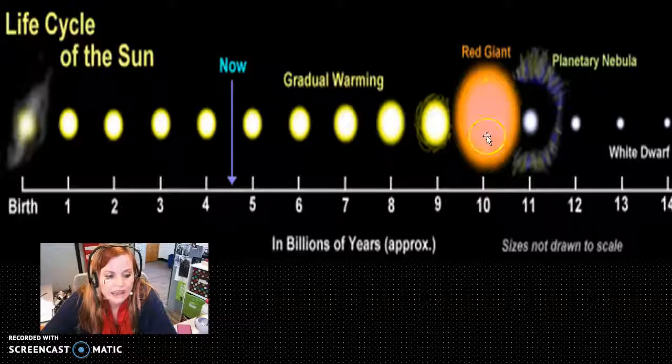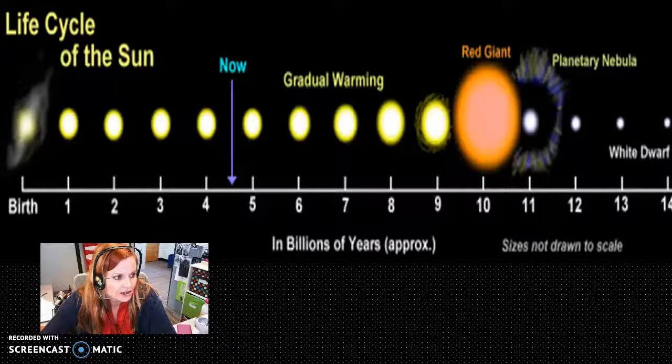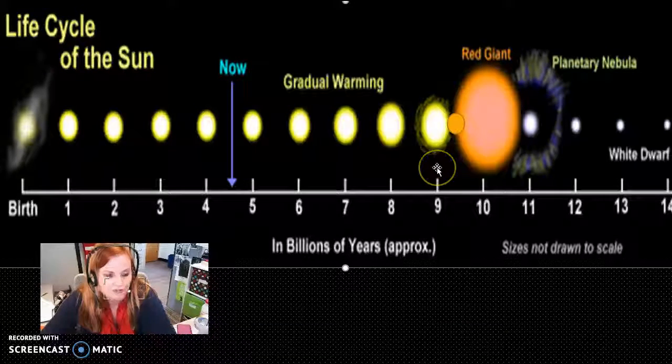Okay, so the red giant is occurring after a shrinking stage. So really we should insert a shape here. We should insert a little guy right in between, because the star actually does shrink first. It shrinks before it becomes a red giant.